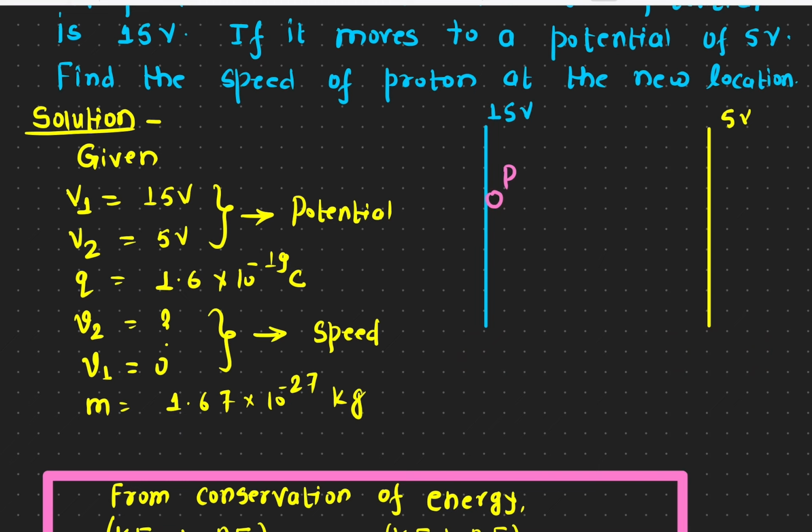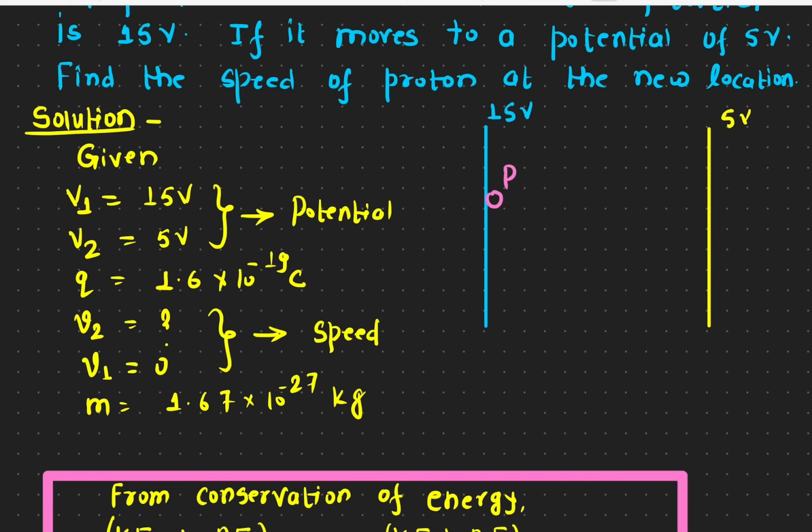What will happen? The proton will be accelerated towards this 5 volt. That means the speed of the proton will increase. When it comes to this 5 volt, it will gain speed because it is moving towards a lower potential. This is just like dropping a ball from a height. As the ball gets closer to the ground, its speed will increase more and more. That's exactly the same situation we have here. If we release the proton, this proton will accelerate towards the 5 volt.